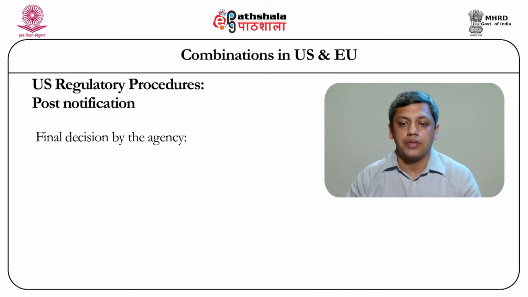The other major difference lies in the final decision process in the case. If the agency in United States determines that the merger may be cleared with some remedies, it may try to get into a consent agreement with the parties. However, if the consent agreement is not reached, or the agency determines that the transaction is to be stopped, it has to approach the federal court seeking a preliminary injunction.